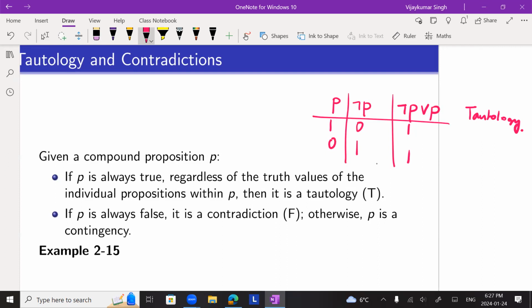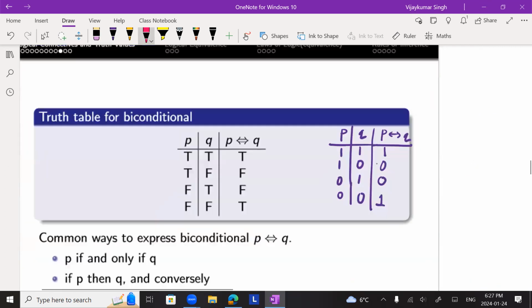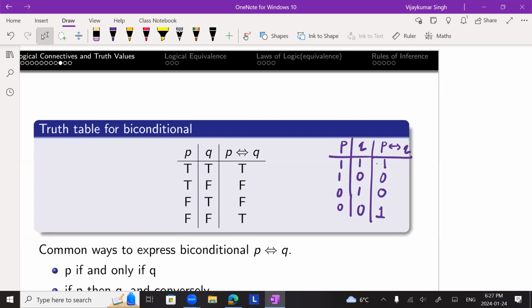Because the output is always 1. Now you say, what is not a tautology? Well, you can see that all these things were not a tautology, right? They are not true all the time, right? So this is not a tautology.